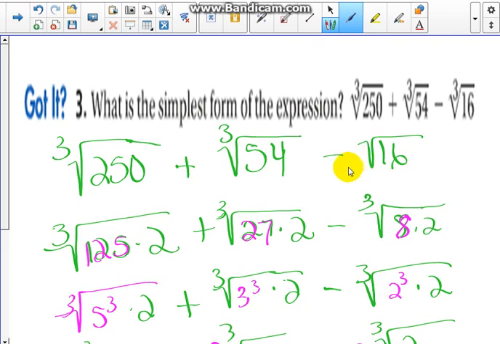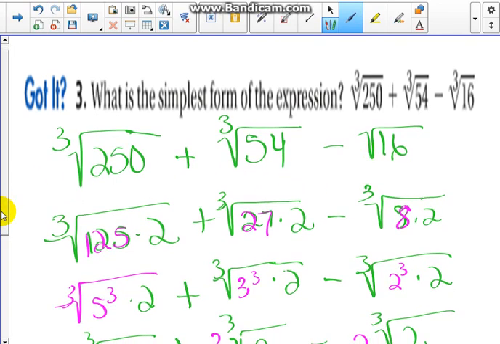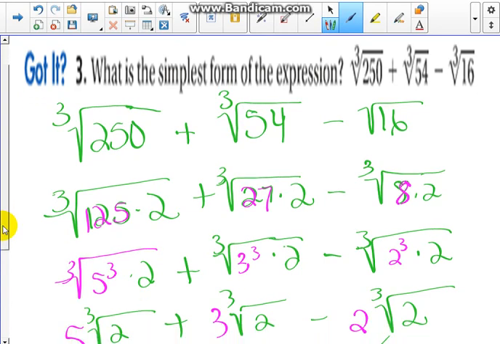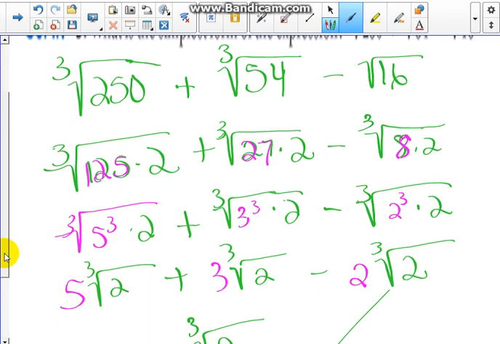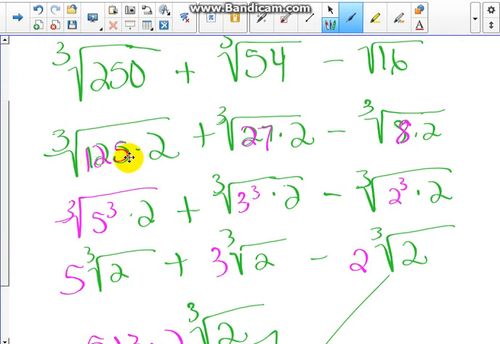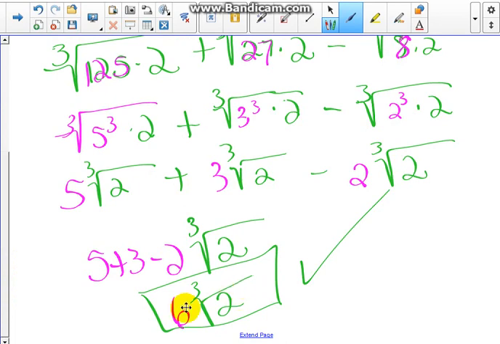And here's the answer to got it. So you want to get everything in terms of cubic factors. So here it goes. The 250 went down to 125, which is 5 cubed, which took the 5 out. So 5 cubic root of 2. And the 54 is 27 times 2. 27 is 3 cubed. 3 cubed, 2. And then 16 is 8 times 2. 8 is 2 cubed. We take out the 2. So everything came down to like radicals. So 5 plus 3 minus 2 becomes 6 times the cubic root of 2. And that was your got it.